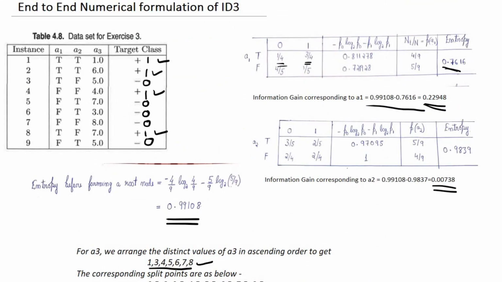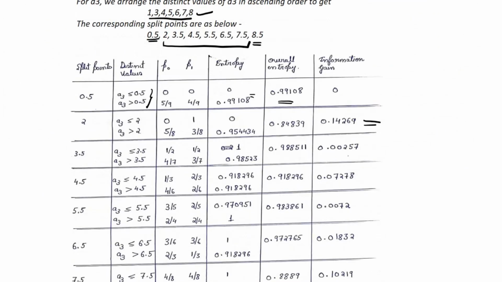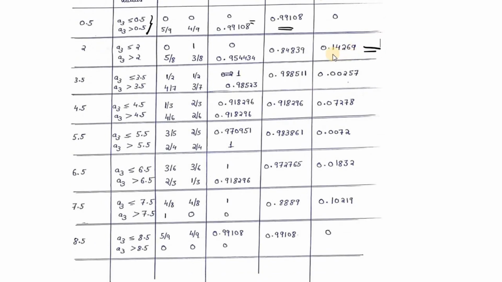Now, if you see carefully, we got three entropies over here. The information gain corresponding to attribute A1 is 0.22948. The information gain corresponding to A2 is 0.007. Now, if we consider A3, the highest information gain we are getting is 0.14269.